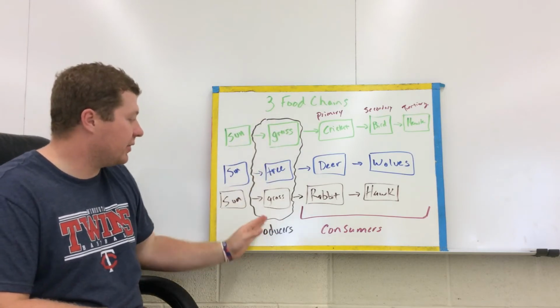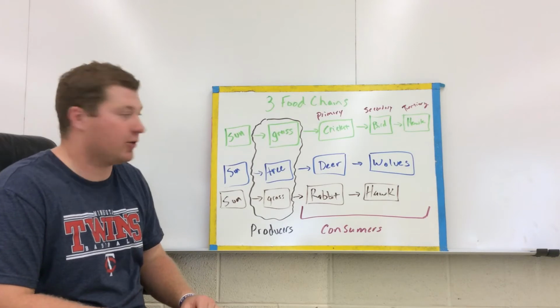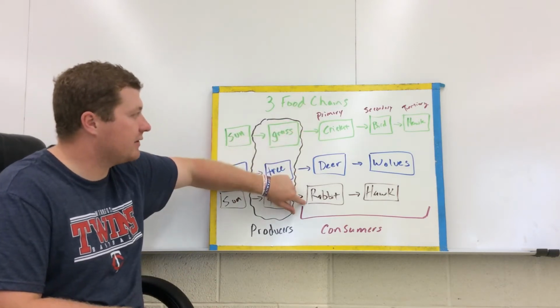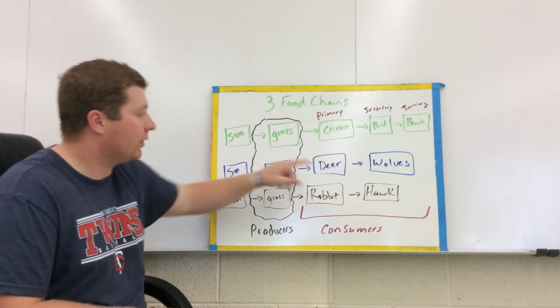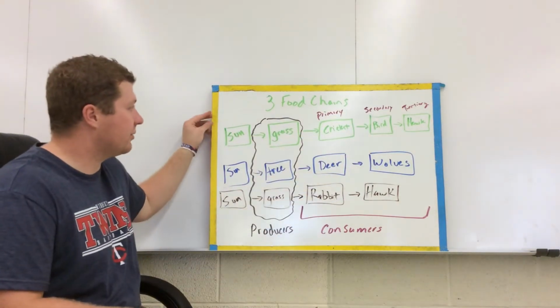These are all considered producers because they get energy directly from the sun, which they use to produce energy. Here are examples of primary consumers and secondary consumers, and the tertiary consumer would be the hawk. Notice the hawk is under both secondary and tertiary consumers.